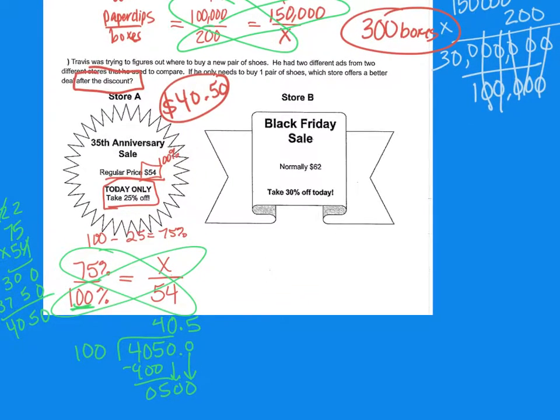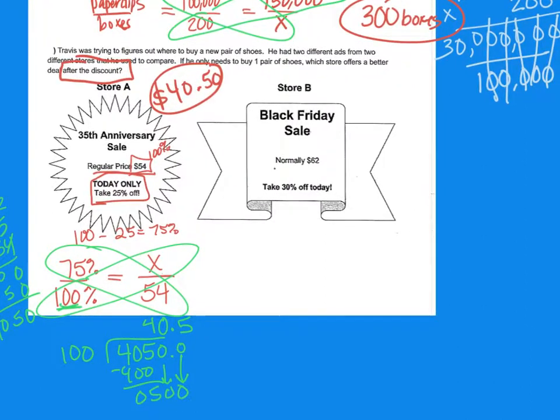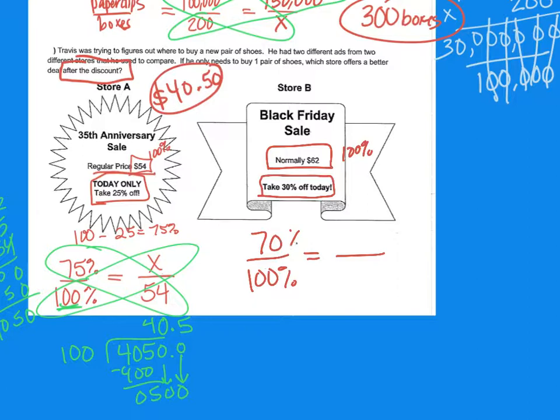Okay, then look at store B. So we've got the normal price, that's the full price, 100%, $62. And they're going to take 30% off. So what percent out of 100 are we going to pay? If they take 30% off, it's 70. We're going to pay 70%. And so 100% would be the original price of $62.